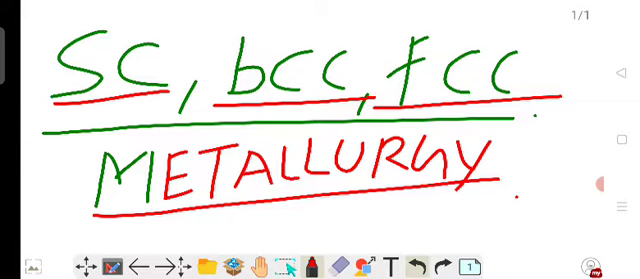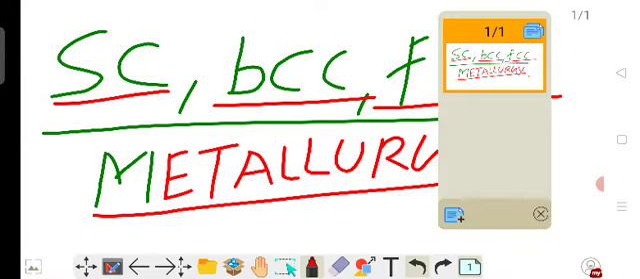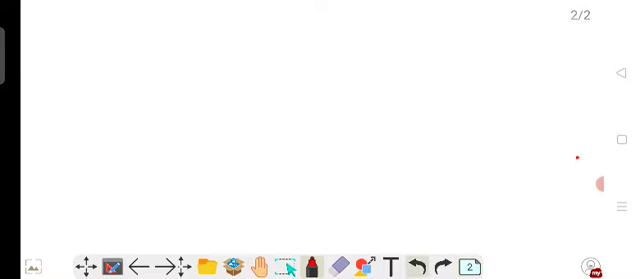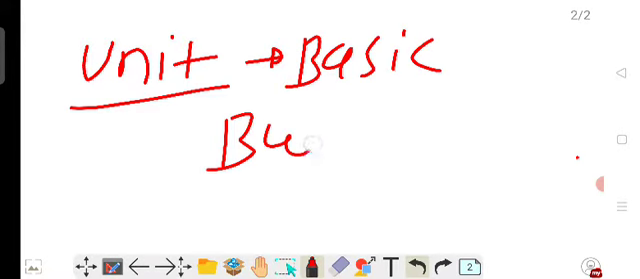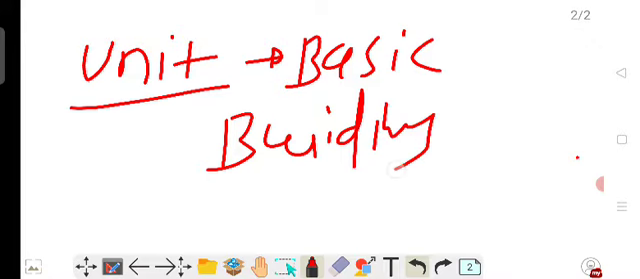Basically, what is the unit cell? First of all, let me explain. Unit cell is nothing else, it is the basic building block.